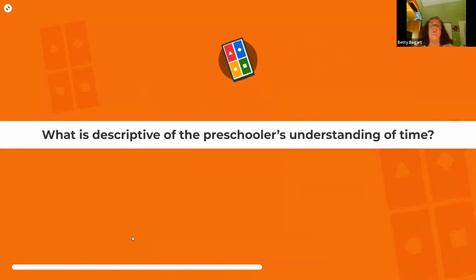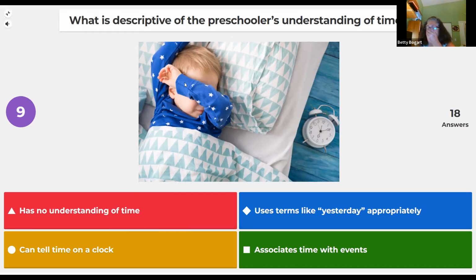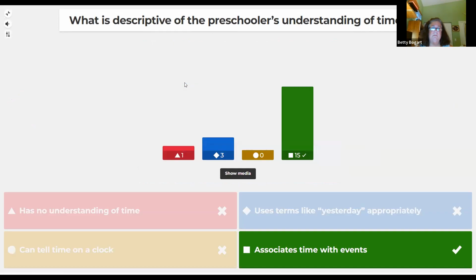What is descriptive of a preschooler's understanding of time? So a preschooler only understands time with events. They don't understand a clock. After lunch, we are doing this. And when the sun comes up tomorrow, this is going to happen. So only time with events.